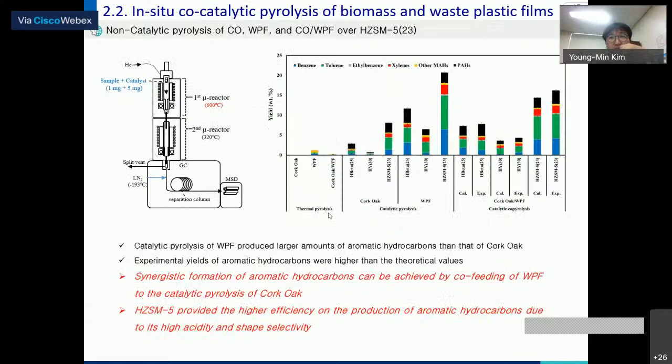But in this case, when we applied the catalytic co-pyrolysis, the calculated yield, just to see like this, please look at the HZSM-5 cases. So compared to the theoretical value, the experimental yield of aromatic components is increased. So this can be explained as the synergistic formation of aromatics caused by the co-feeding of waste plastic film to the catalytic pyrolysis of biomass.